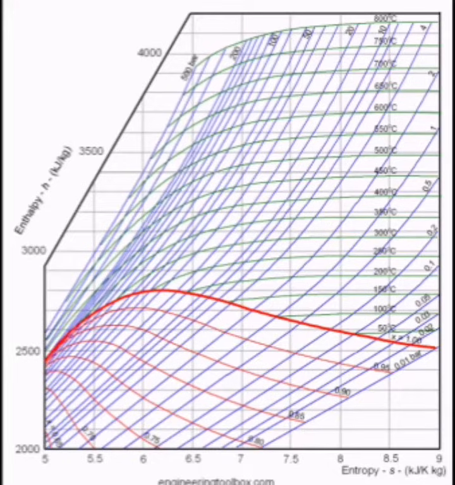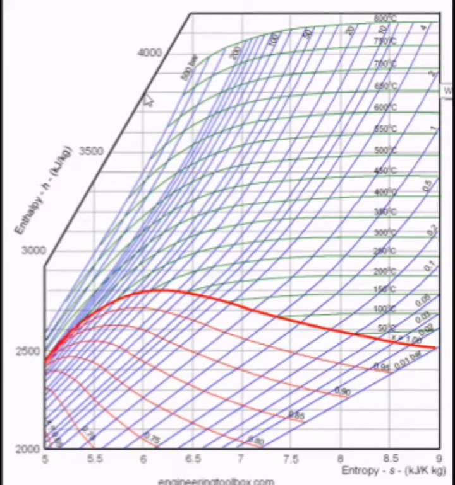Again, maybe if we have an example, let's say we want to find the entropy and the enthalpy of water at 200 bar and 700 degrees Celsius. What we can just do is come here, follow the 700 degrees Celsius line, which is there, and then we also reach the 200 bar line, which is here. So from here we just look to the left. When we look to the left straight, this is the enthalpy line.